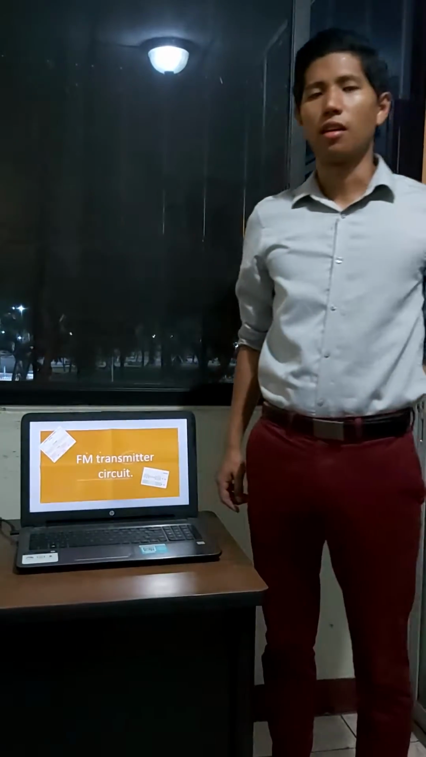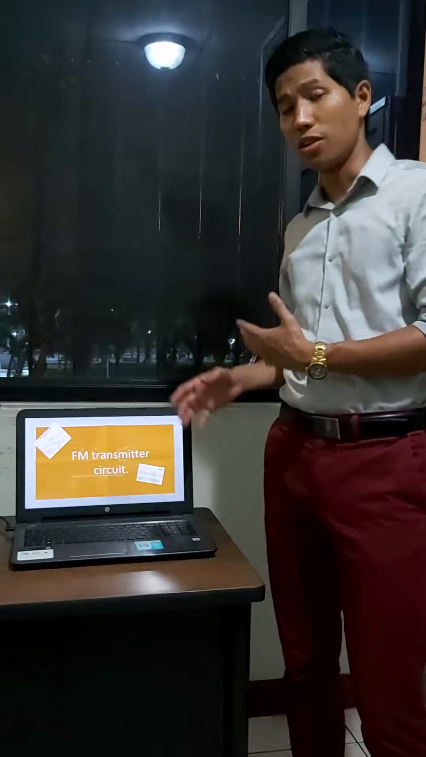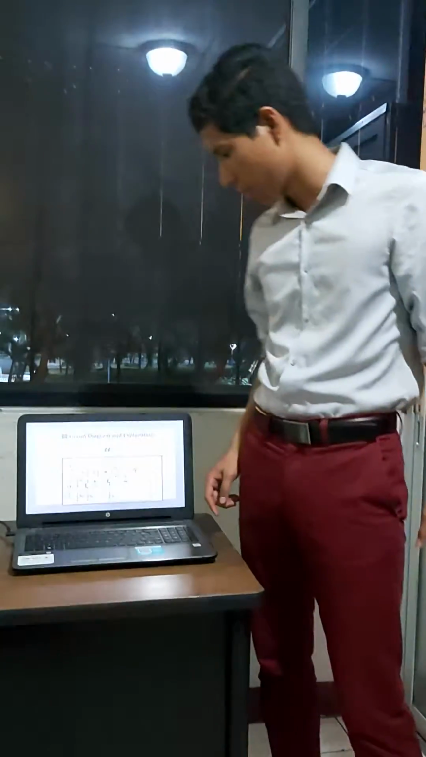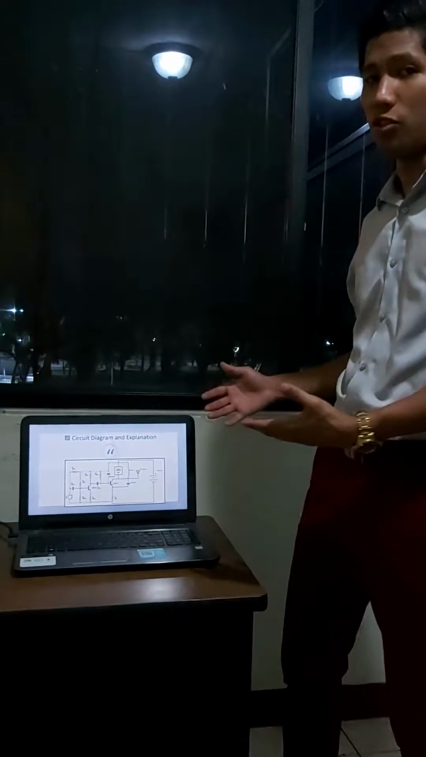Hi, my name is David, and we're going to explain a real application for circuit theory. In our case, it's an FM transmitter, so we're going to explain how it works. We have here the circuit diagram and explanation.